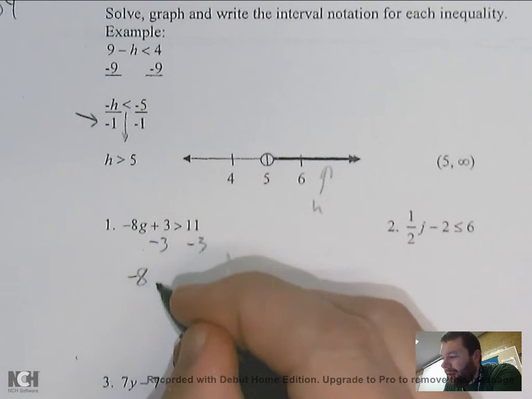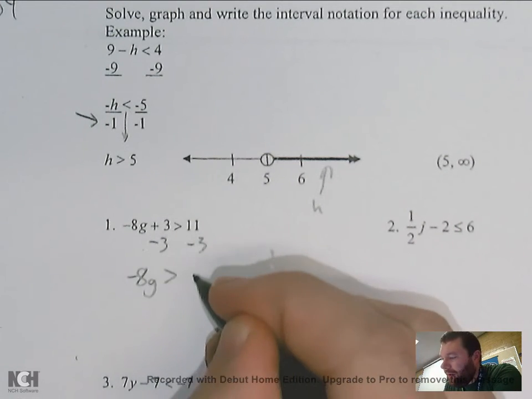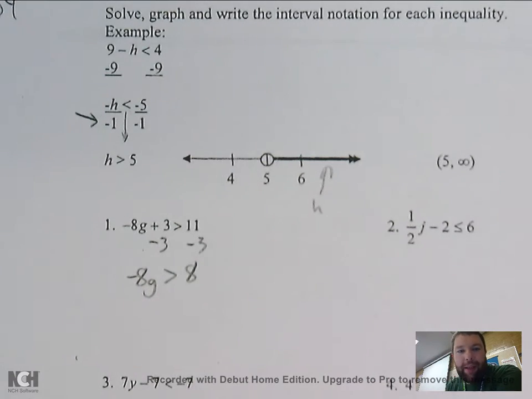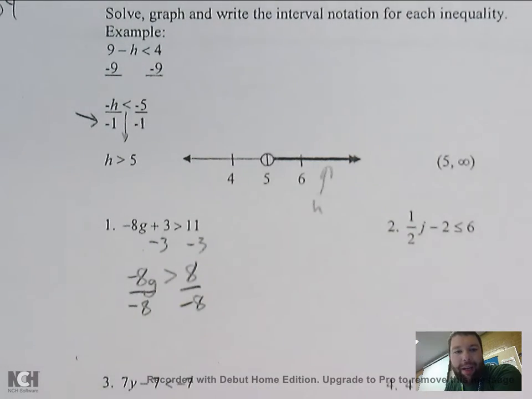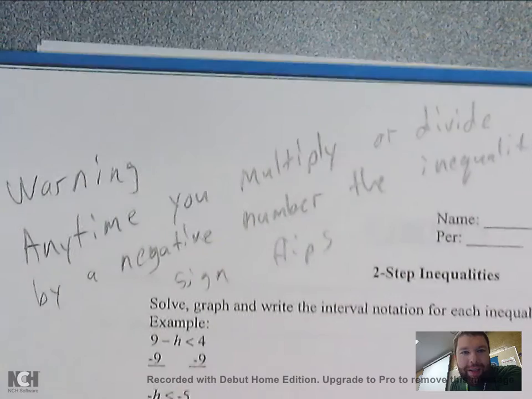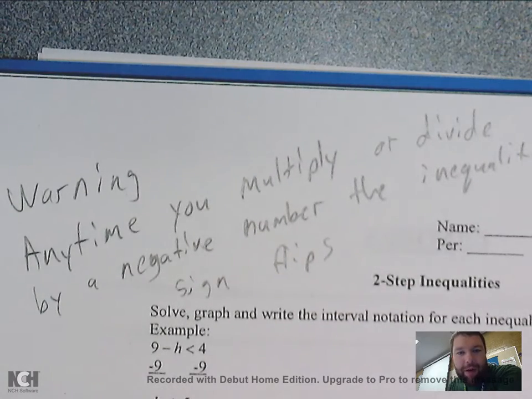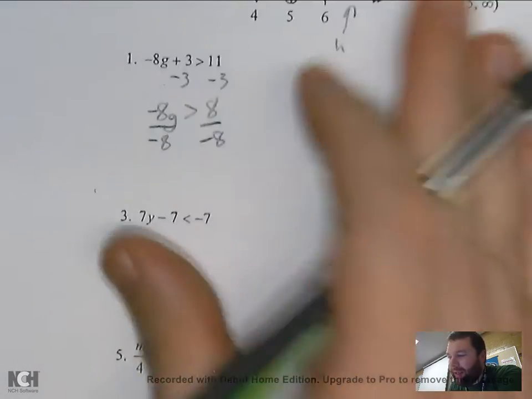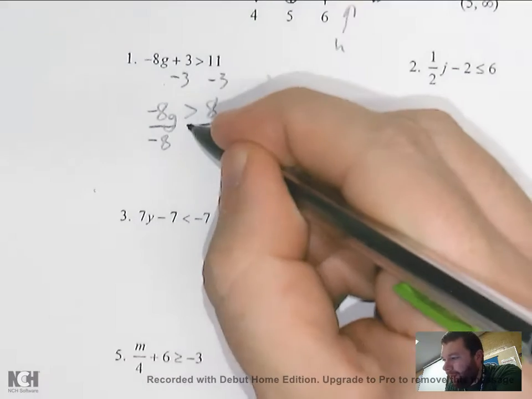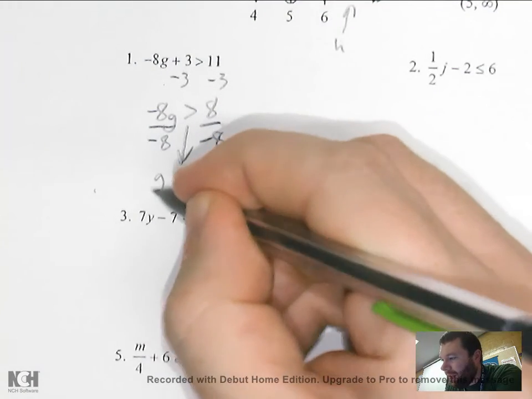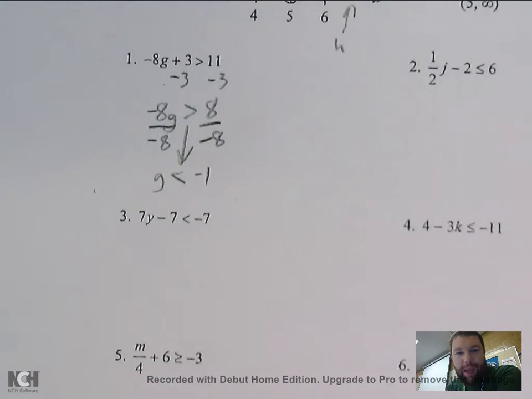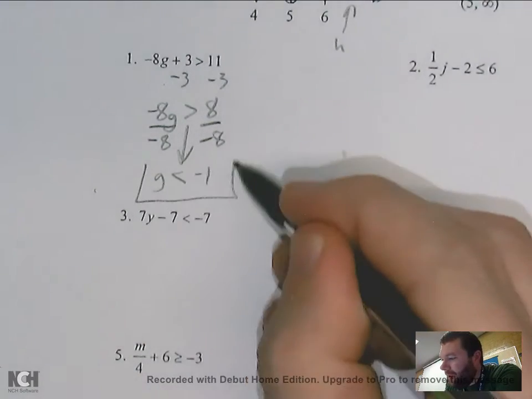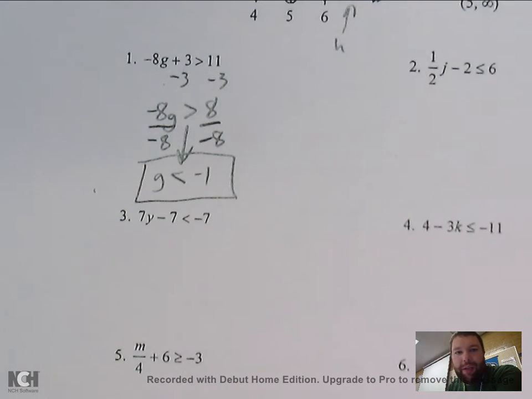That gives me -8g is greater than 8. Then, to get the g by itself, I have to divide by -8 on each side. Now I'm dividing by a -8, so warning, I am dividing by a negative number. That means this inequality sign has to flip around. So g is now going to be less than -1. Okay, that's my solved inequality.